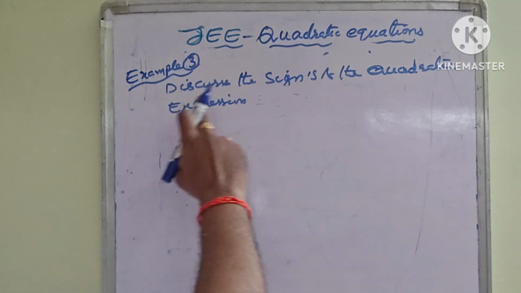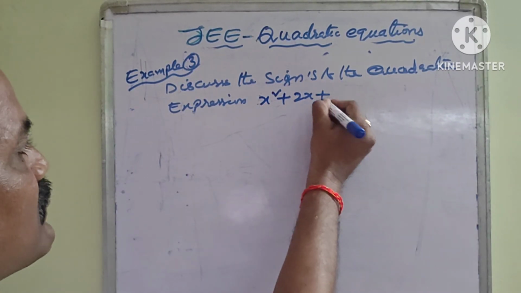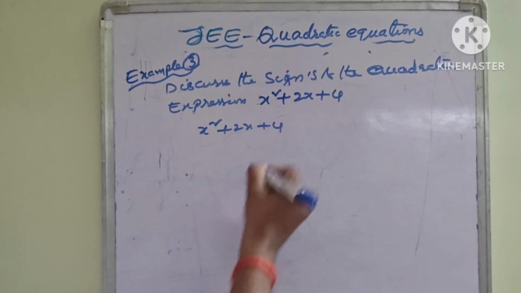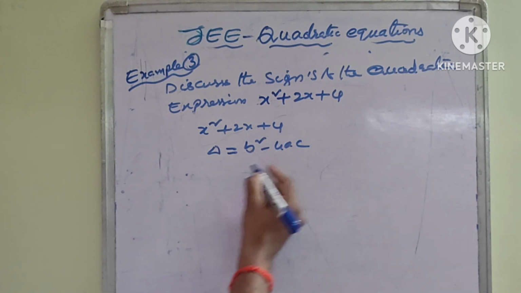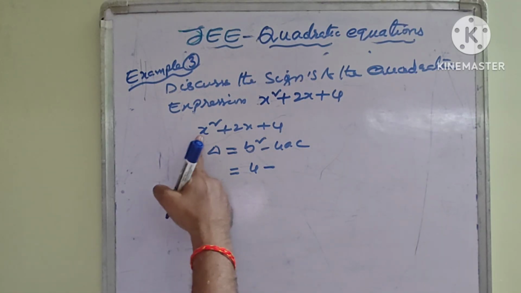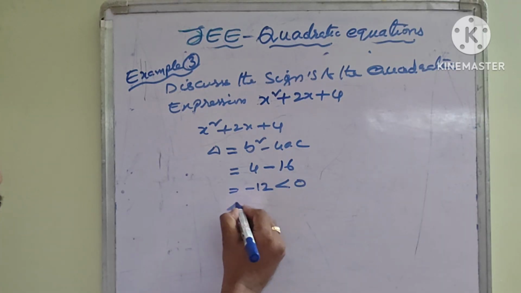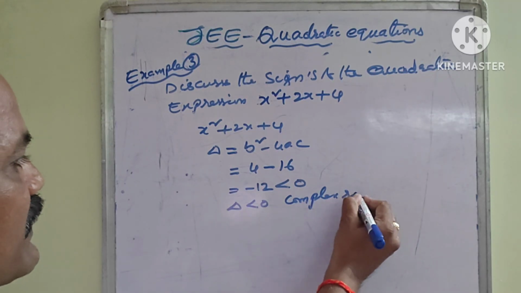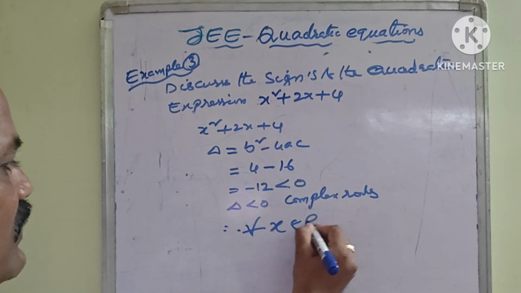Now example 3: discuss the signs of the quadratic expression x square plus 2x plus 4. Now find D. D is equal to b square minus 4ac. Here 2 square is 4, minus 4 into 1 into 4, 16, that is minus 12, less than 0. So D less than 0, then the roots are complex roots. So then the solution is for all x belongs to R.